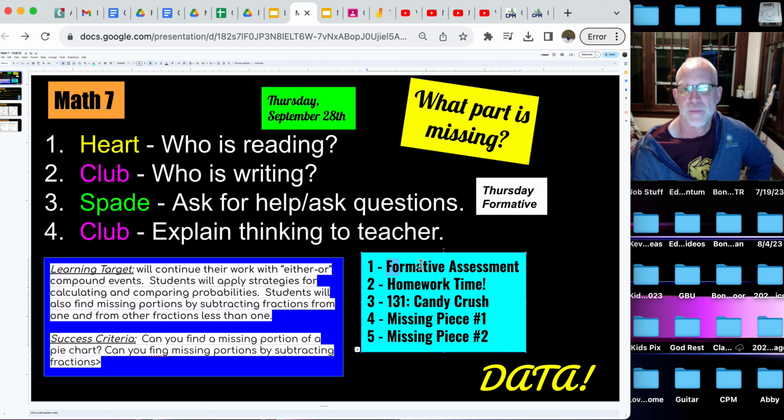So to recap, we had formative assessment, then we did homework time. We did Candy Crush, missing piece number 1, missing piece number 2, and we did not add any homework, but we did work on old homework.